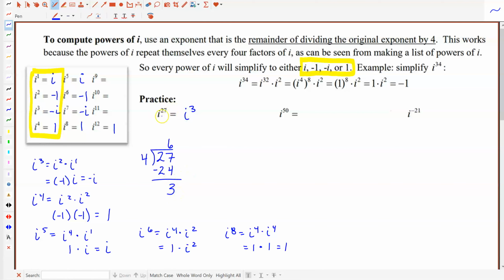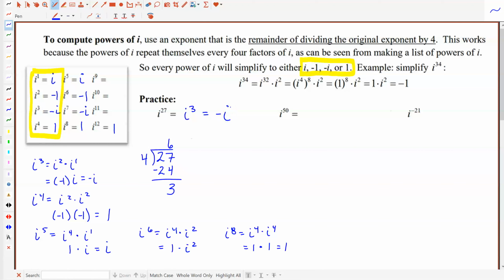And the reason why, just to break this one down a little bit more, is i to the 27th power can be thought about as i to the 24th power times i cubed. All right, and the reason why we broke it down like that is because 24 is a multiple of 4. And every time that the exponent is a multiple of 4, that piece breaks down to a 1. So that piece kind of goes away, and all I'm considering is the i cubed. And so we just need to know what i cubed is. So i cubed simplifies to -i. So that's how that one simplifies.